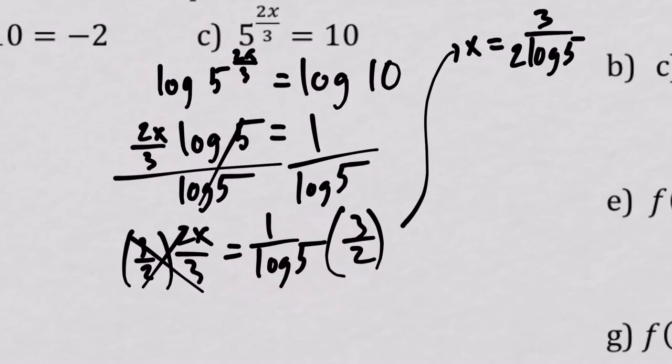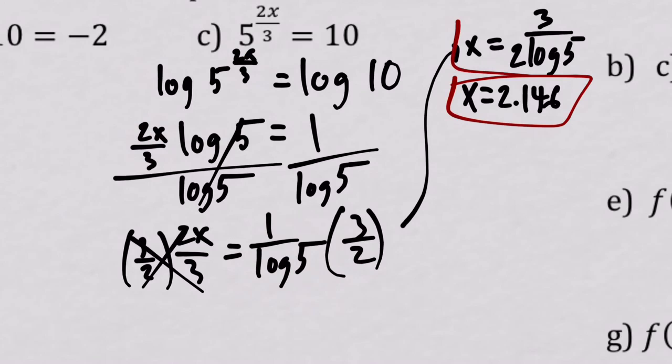The approximate answer is going to come from punching it into the calculator. So let's see what that says. Okay, the calculator says 2.146. So there you go. That's your approximate answer, and that is your exact answer.